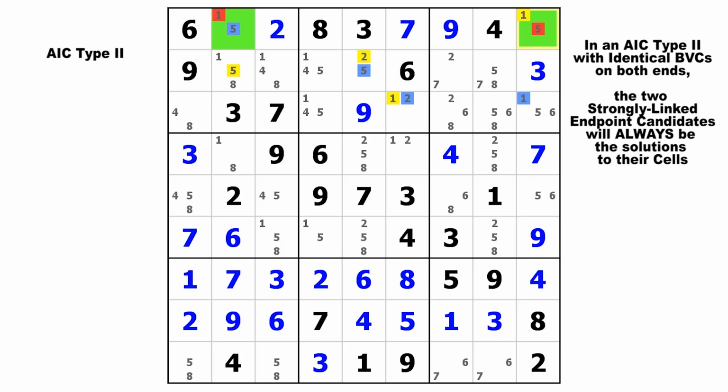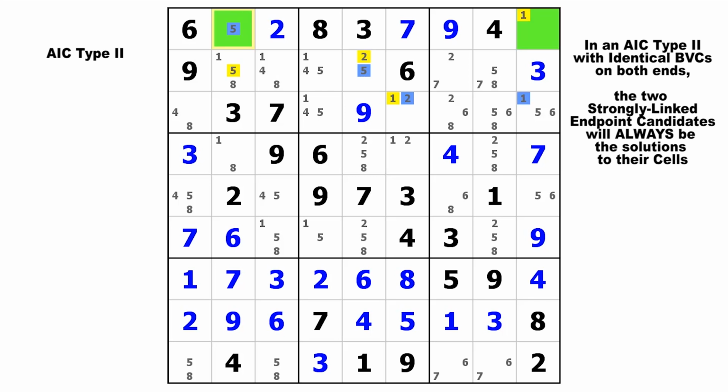Whenever you have an AIC Type II with identical bi-value cells on each end like we have here, it will always be the case that both endpoints are true. Is that cool or what? Because as we just saw a minute ago, if you try to assume either one is false, it will lead to an impossible situation. So when you see a configuration like this, you can waste time and eliminate those two red-colored candidates, knowing that the start digit cannot be true in the end cell and the end digit cannot be true in the start cell, leaving two naked singles, and then you can fill them both in.